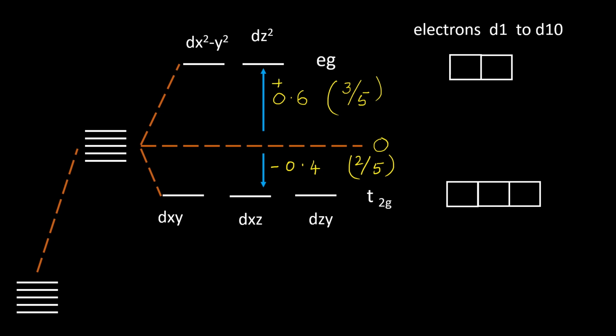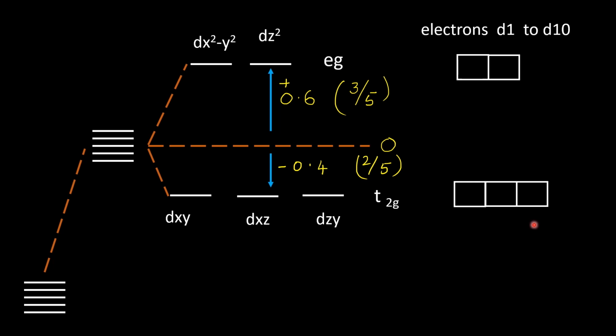For further discussion, we will show these two Eg orbitals as 2 boxes at a higher level and the T2g orbitals as 3 boxes at a lower level. The maximum number of electrons the 5 orientations of the d orbital can accommodate is 10.